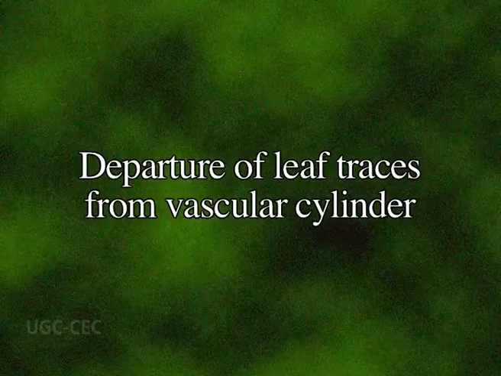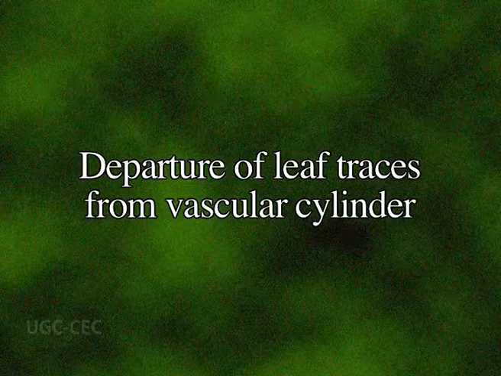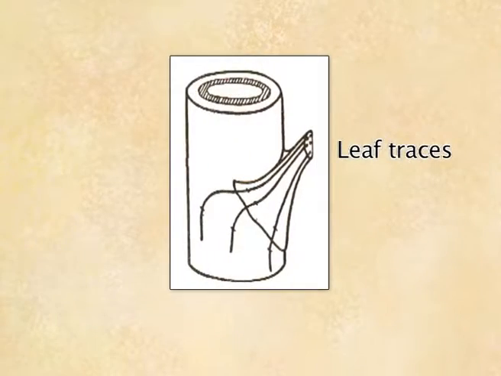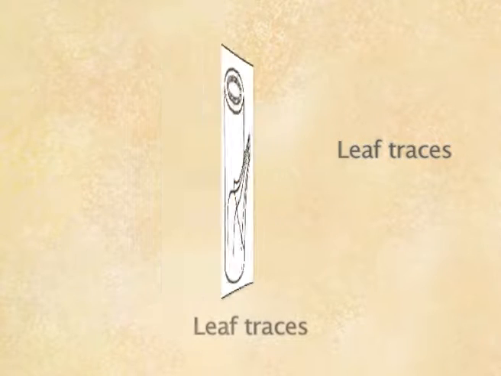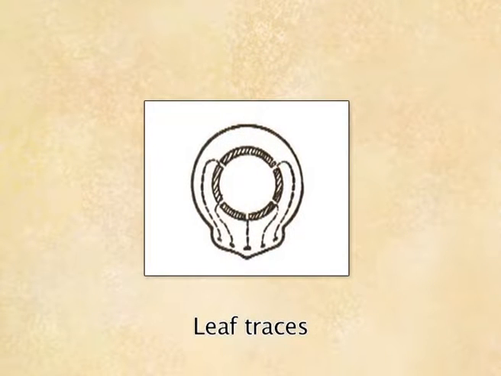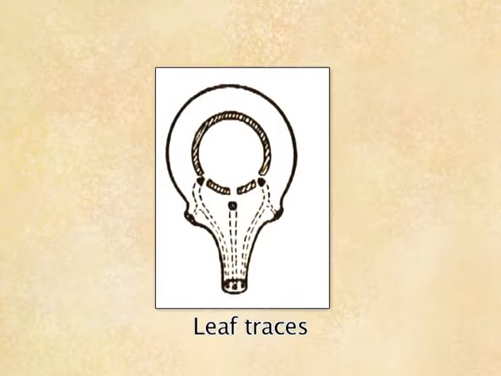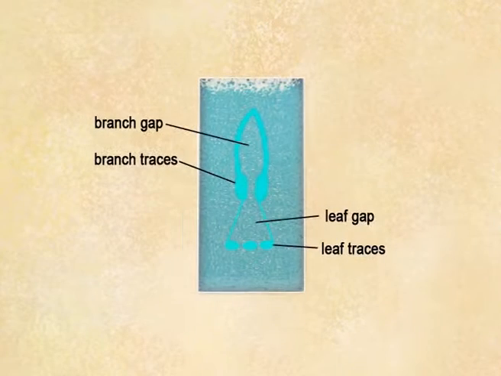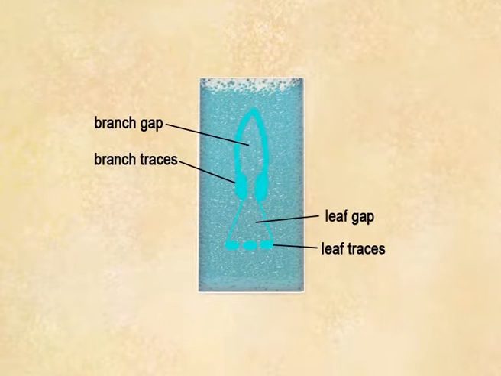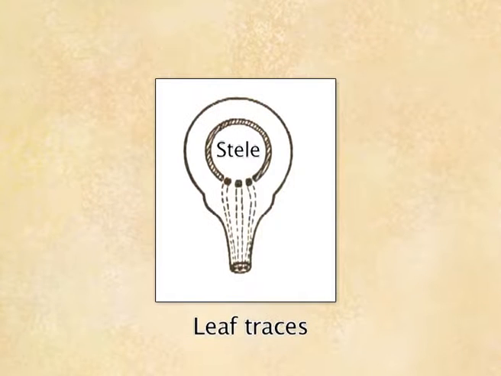Now, departure of leaf traces from the vascular cylinder. The traces of a leaf normally depart individually, often at considerable distance from one another, laterally about the stem as well as vertically on the axis. Frequently, the traces depart side by side. Traces most frequently depart from that segment of the stele which lies directly beneath the attachment of the leaf. Traces may depart even from the side of the stele opposite to that on which the leaf stands.